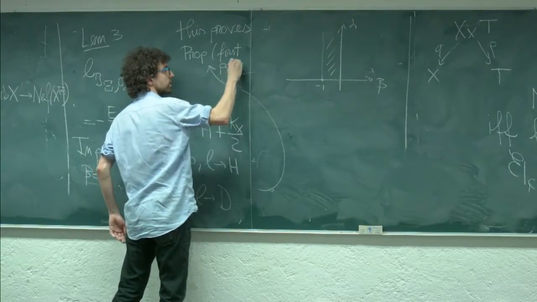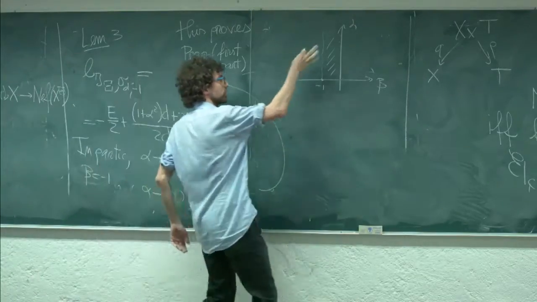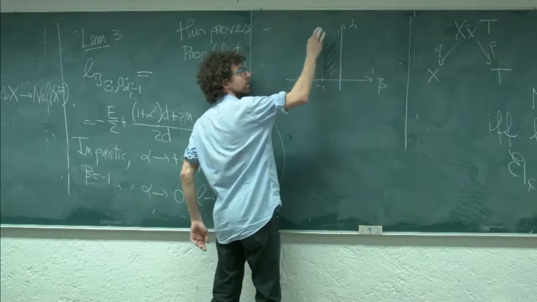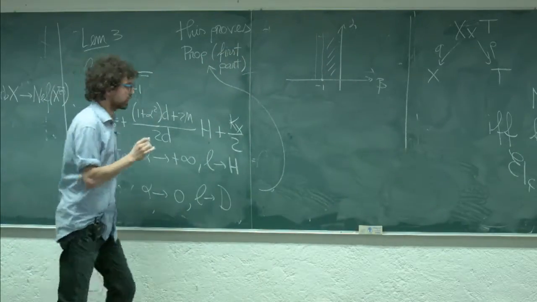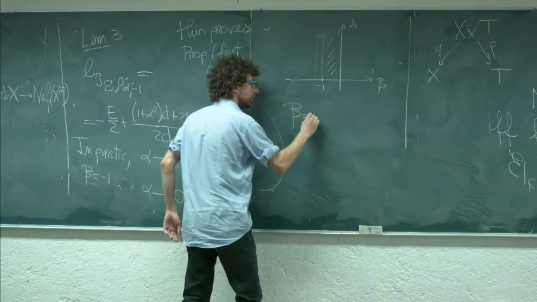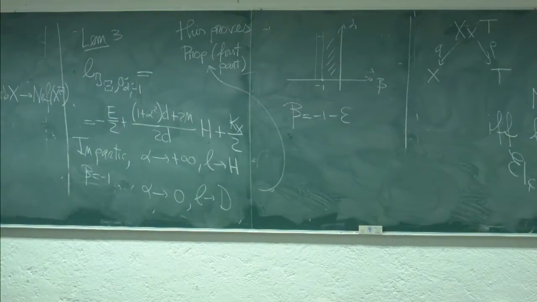So the interesting thing is to see the second part. I want to see where the boundary is. And so how do I do this? Now I'm looking at the wall, so I'm just moving slightly here, and then I'm doing the same thing. I'm taking beta to be -1 minus epsilon, for epsilon small.